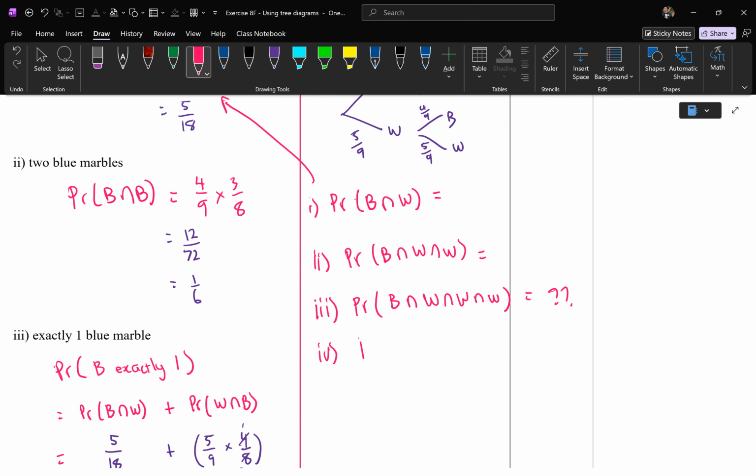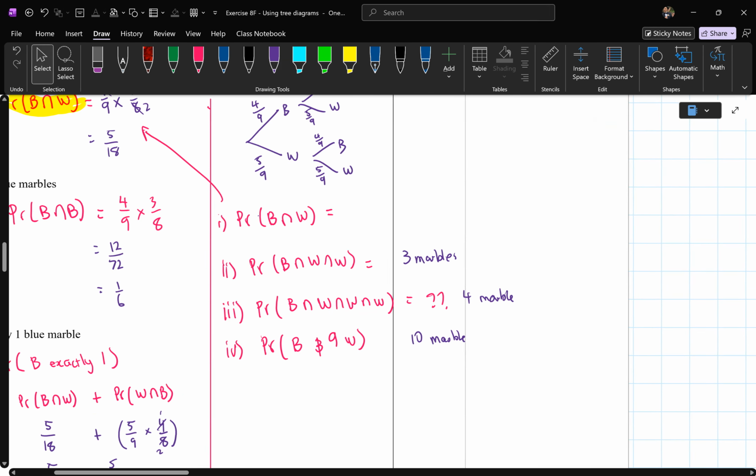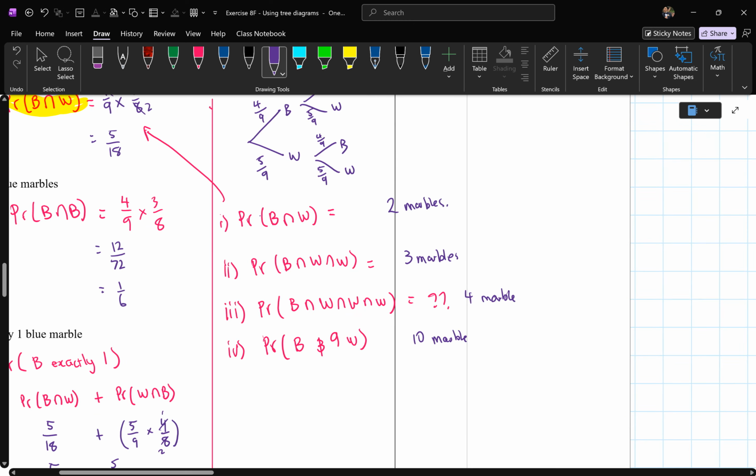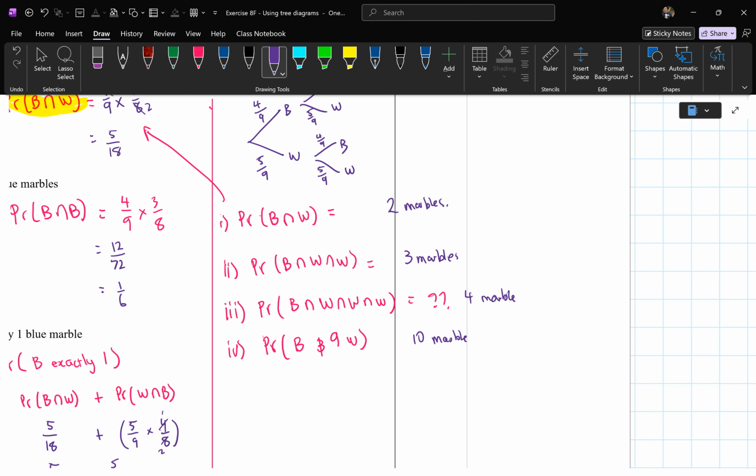Find me a rule. Find me a rule that if I did, say, 99, or I shouldn't do 99, let's do 10. Let's do 10 marbles. What's the chances of getting 1 blue and 9 whites? So I'm going to write on the side here, this is 10 marble scenario. This is 4 marble scenario. You should be able to figure out the rule with 3 marble scenario. Okay?